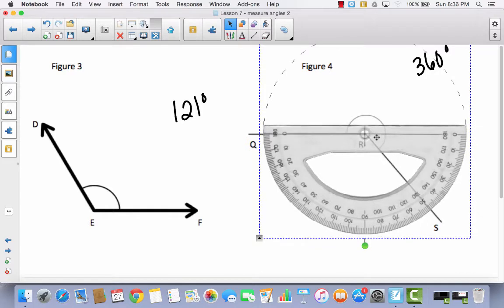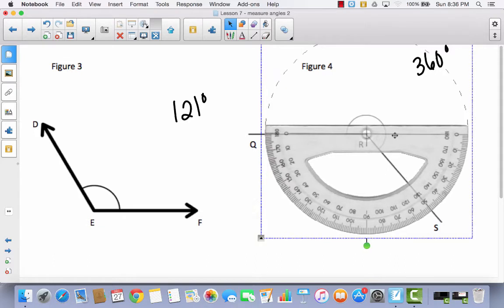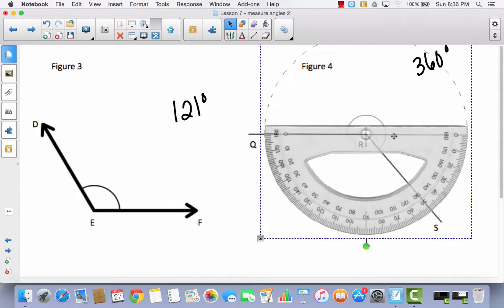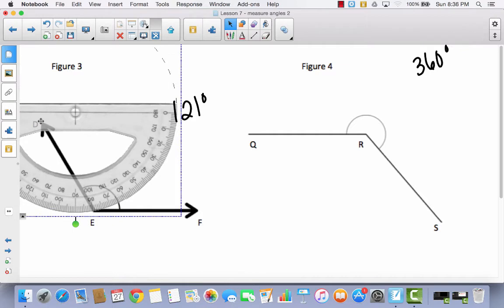And I'm going to measure this side of the angle. Okay, now it's obvious that this is an obtuse angle, measuring angle QRS. And it is about, I'm going to go ahead and try to line this up perfectly. Let's just say it is 130 degrees. Okay, so let's think about that for a minute.